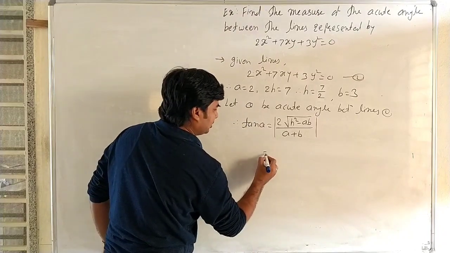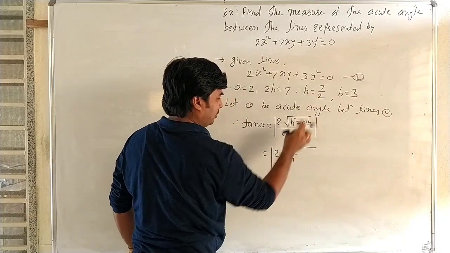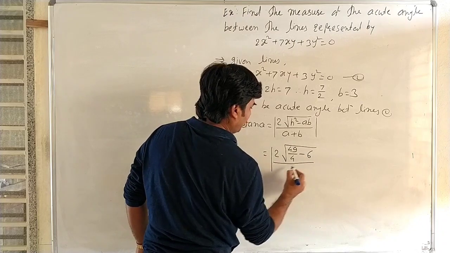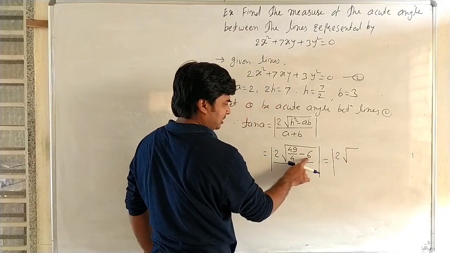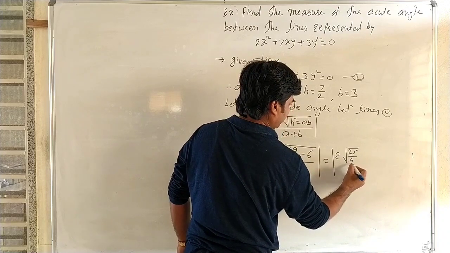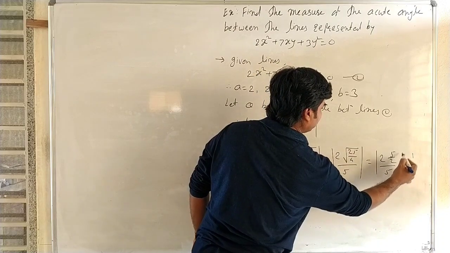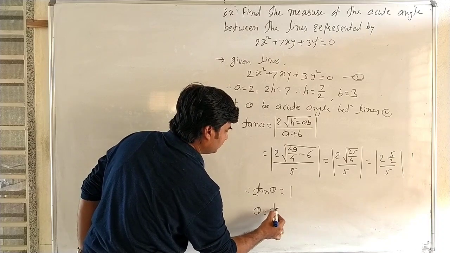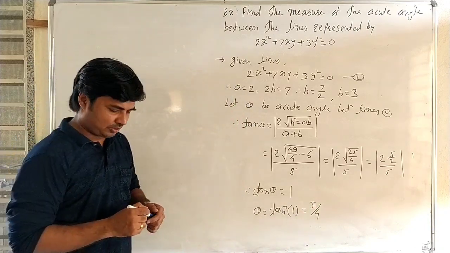Then put all the values, it is 2 into under root of h square, it is 49 by 4, 7 by 2 h square, minus ab, 2 into 3 it is 6, and upon 2 plus 3 it is 5. Now calculate 2 into under root of here 6 into 4 it is 24, 49 minus 24 it is 25 upon 4 and upon 5, and therefore it is 2 into 5 by 2 upon 5 and then the calculation, tan theta is equal to 1. Therefore theta is equal to tan inverse of 1, that means pi by 4 or 45 degree. Now next.